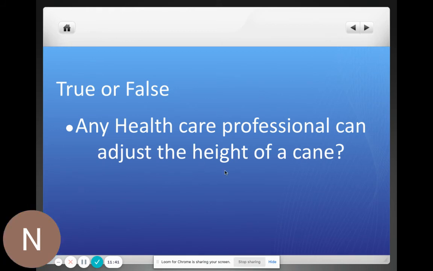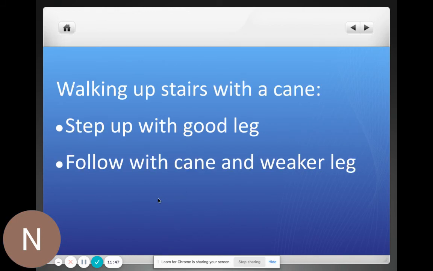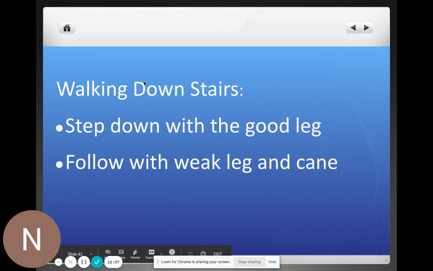So any healthcare professional can adjust the height of a cane. That is false. It needs to be a therapist. And then you'll see me talk about walking up and down stairs with a cane. So with stairs and a cane, we remember good guys go first. So we always step up with the good leg, and then the cane and the weak leg come together as the second step. Same thing. You just reverse it going down the stairs.